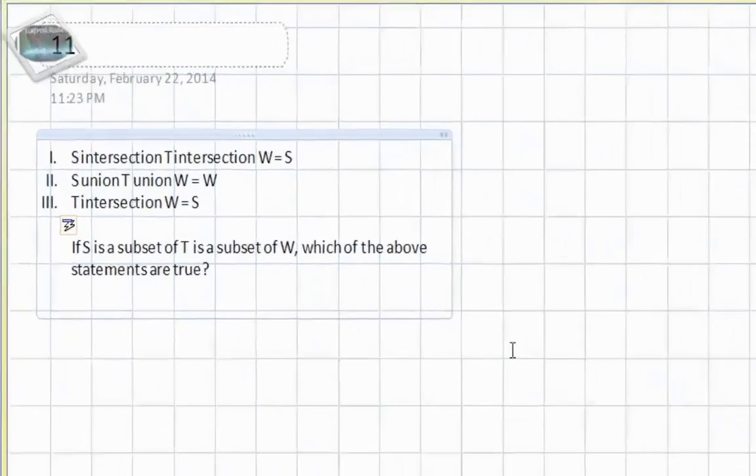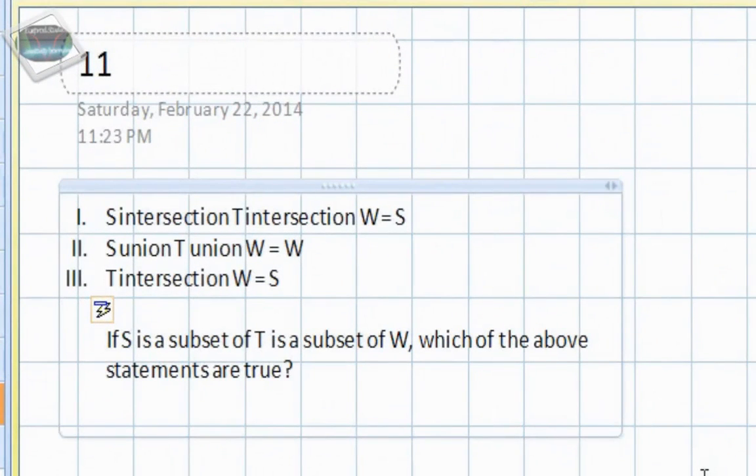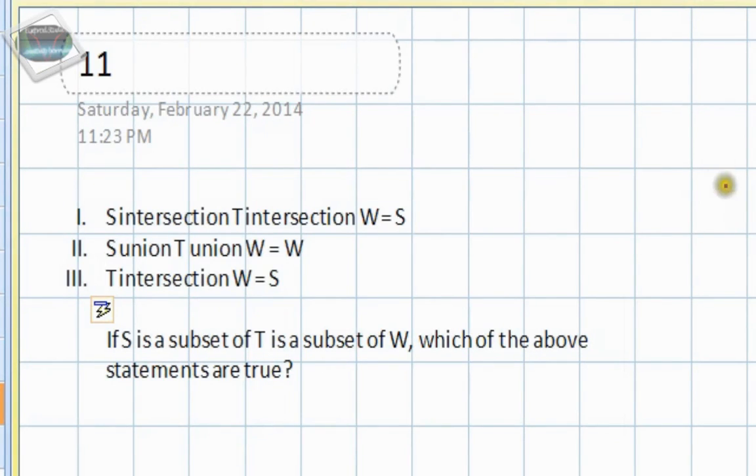Here we have question 11, and it is quite the mind teaser, but basically it's S intersection T intersection W equals S, and then S union T union W equals W, and T intersection W equals S. Then it says if S is a subset of T is a subset of W, which of the above statements are true? Here's what we have to think about.